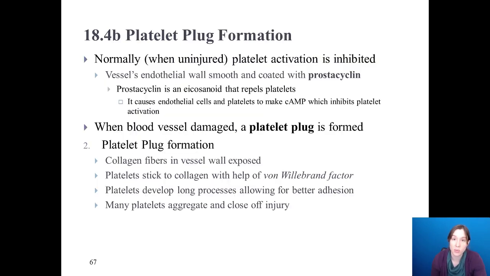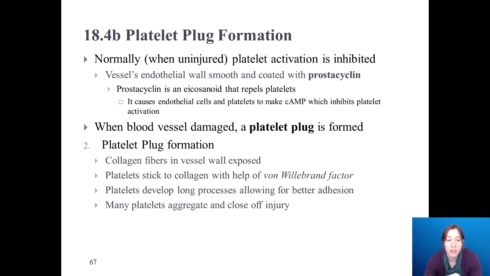The second stage is the platelet plug formation. Normally, when we're not injured, do you think platelets are normally going to cause coagulation? Do you want your blood clotting all the time if you're not injured, just in your vessels? No, right? So normally our platelets are not activated. And so this is because the inside of the vessel walls, the endothelial layer, and we'll talk about the different layers of the blood vessels in chapter 20.